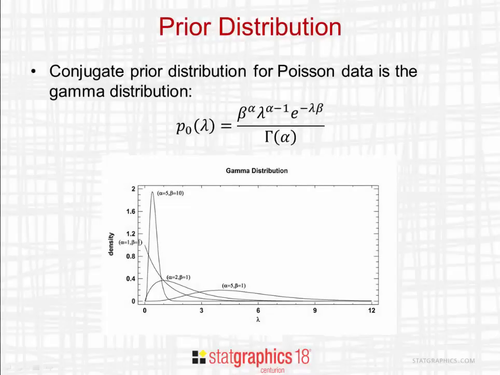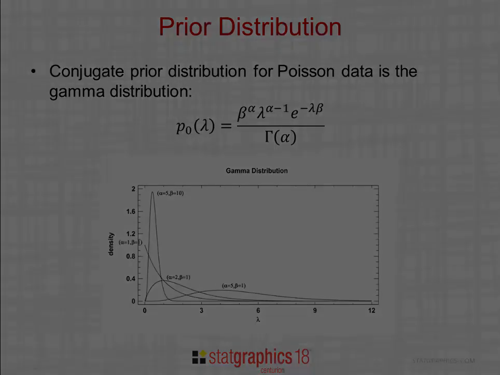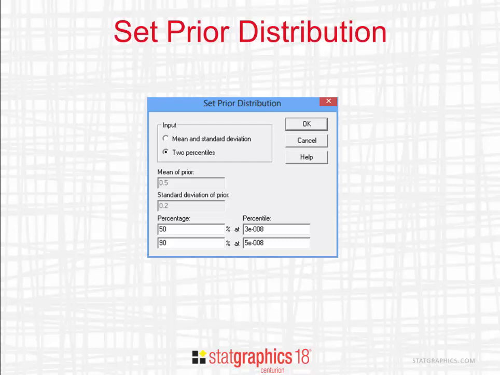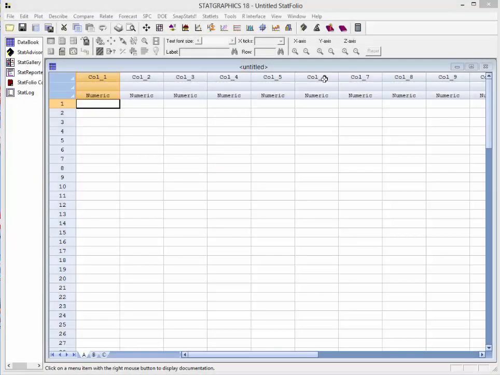For data that follow a Poisson distribution, the conjugate prior distribution for lambda is the gamma distribution. The gamma distribution is defined by 2 parameters, alpha and beta. You can see here different shapes depending upon the value of those parameters. As before, we can set the parameters by specifying either the mean and standard deviation or 2 percentiles of the prior distribution. Now let's analyze our data.